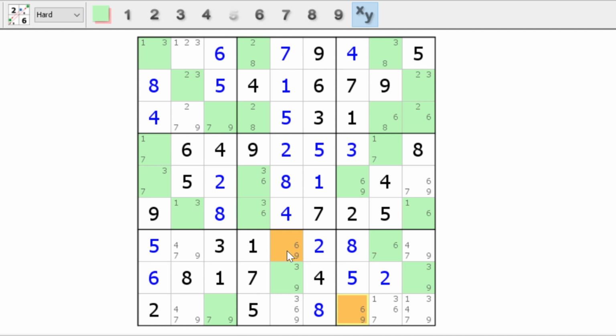So what does that mean? If one of these has to be a 6, we can eliminate any 6 from the cells that both see each other. So in this case, you can see right here, no 6, because those cells in this spot and in this spot. And this is going to be great, because as soon as we eliminate this 6, that's really going to help our puzzle.